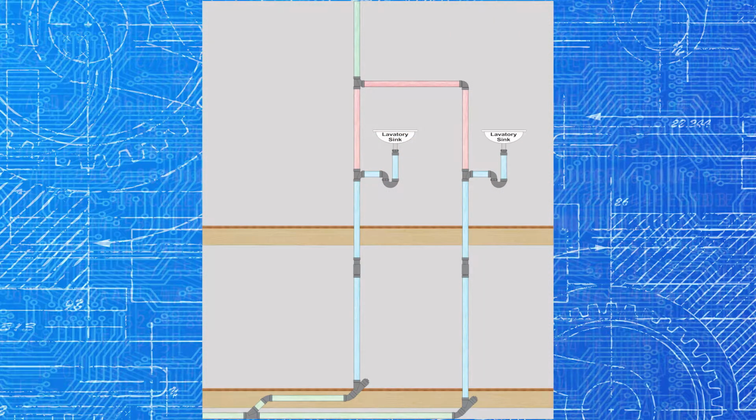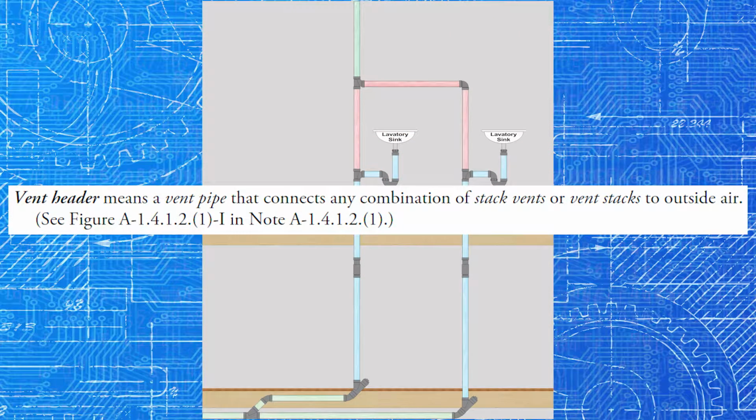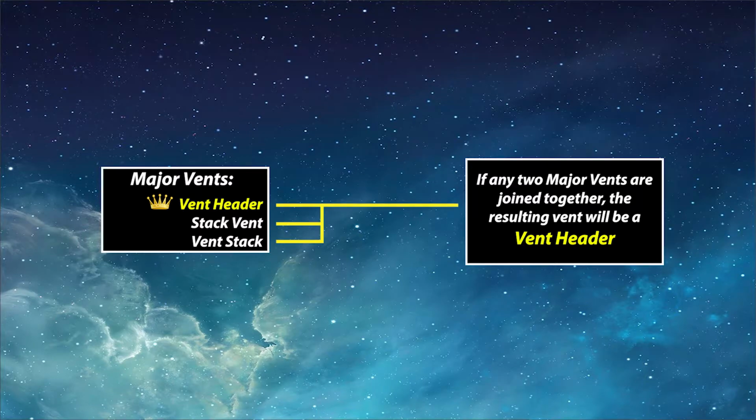First, let's define the vent header. Vent header means a vent pipe that connects any combination of stack vents or vent stacks to outside air. So to clarify, if any two of my major vents join together, that is a vent header, stack vent, or vent stack, the resulting vent will be the vent header. And notice how I've given it the crown on the list? The vent header is the highest ranking vent of all vents in our plumbing system.